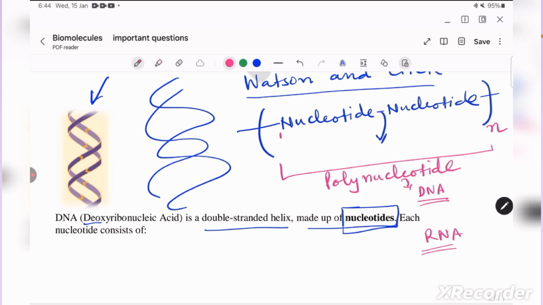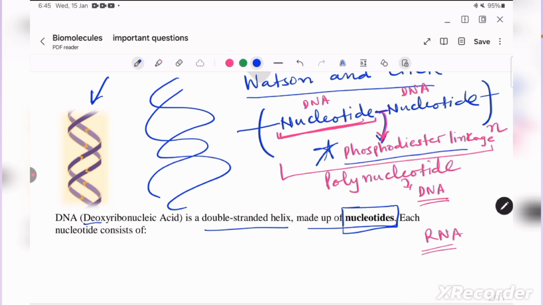Now let's assume that this is a nucleotide of DNA and this is another nucleotide of DNA, so they are connected by connections. These connections are important for your board exam. These connections are called phosphodiester linkage, right? So please remember this important term. What are the nucleotides? How are the nucleotides connected? The answer is they are connected by phosphodiester linkage.